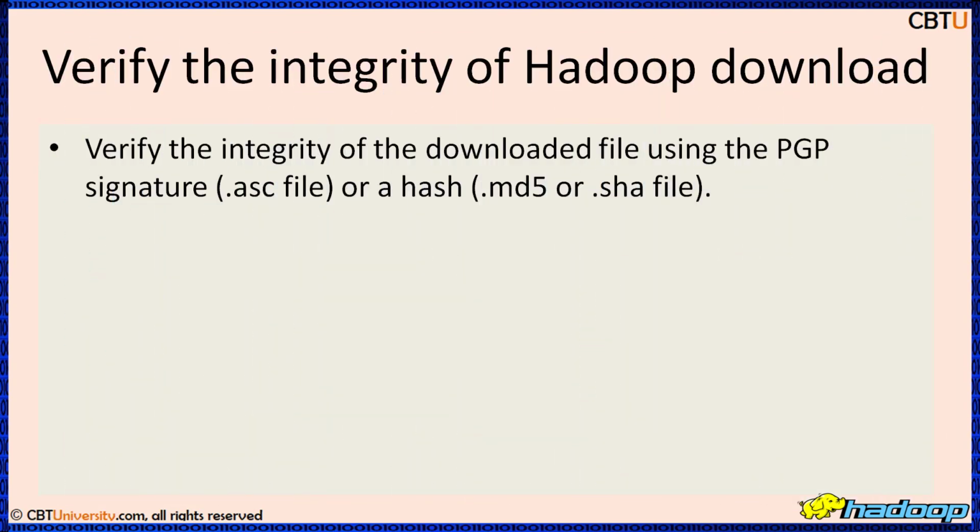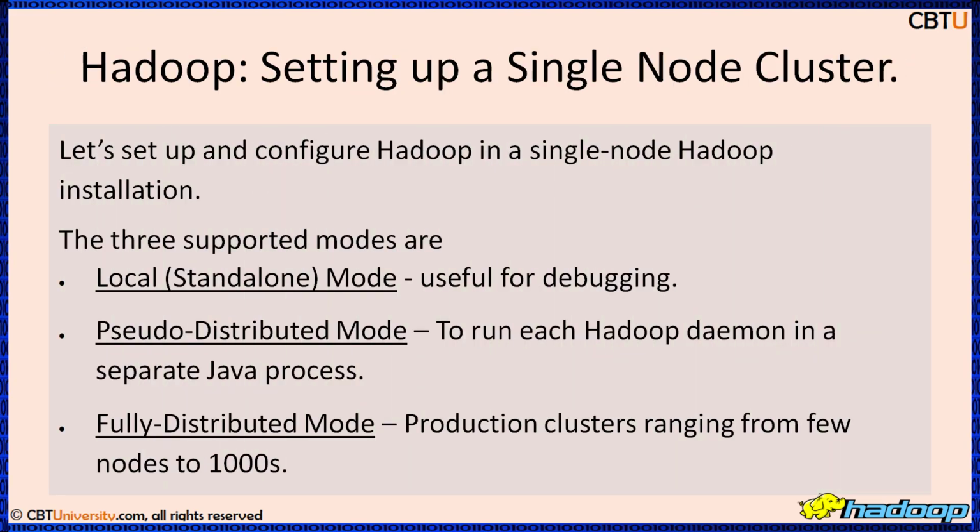Verify the integrity of the downloaded file using PGP signature, that is AAC file or hash MD5. The three supported modes for Hadoop installation are local or standalone mode. This is useful for debugging. Pseudo-Distributed Mode. This is to run each Hadoop daemon in separate Java process, useful for development. Fully distributed mode for production clusters ranging from few nodes to thousands.